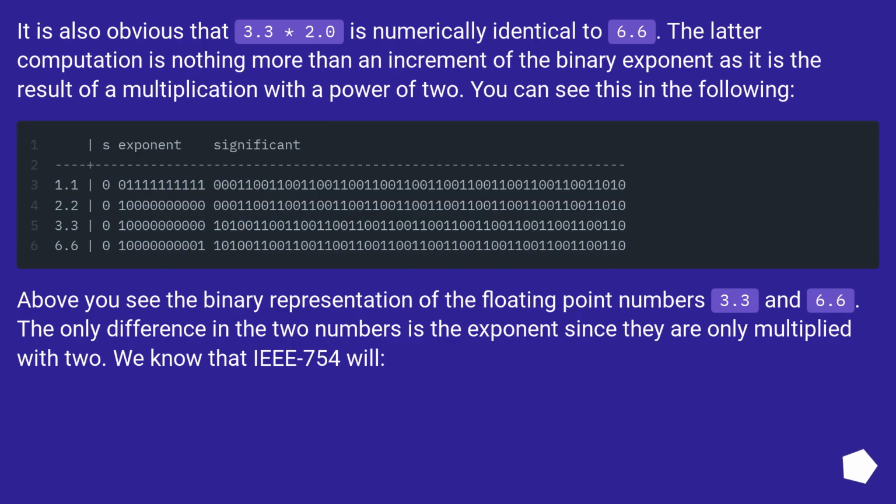It is also obvious that 3.3 times 2.0 is numerically identical to 6.6. The latter computation is nothing more than an increment of the binary exponent, as it is the result of a multiplication with the power of 2. You can see this in the following.